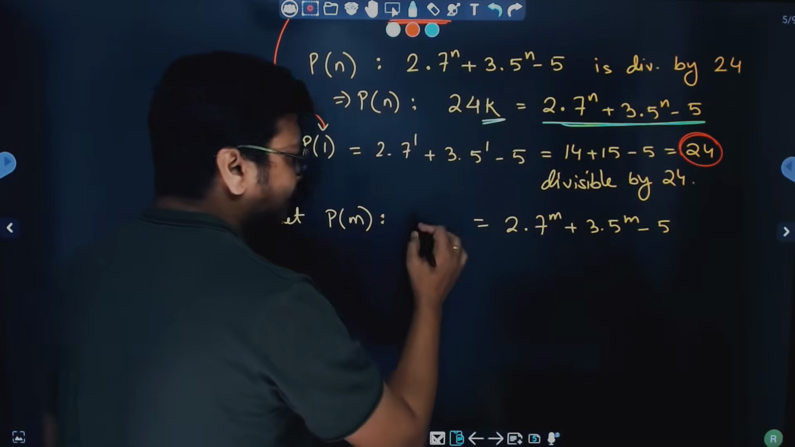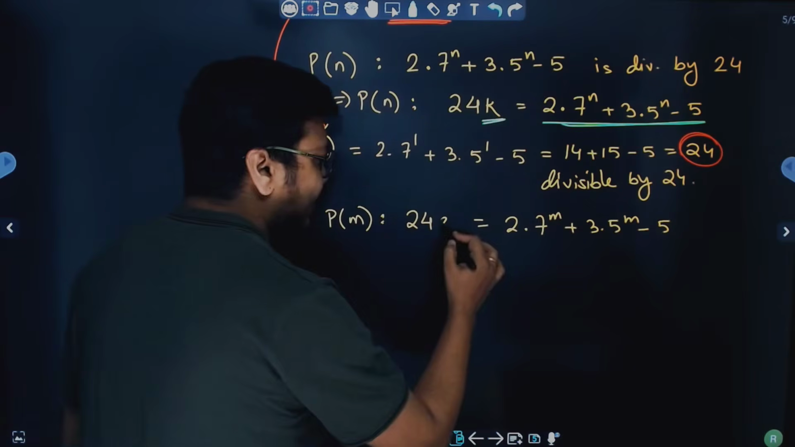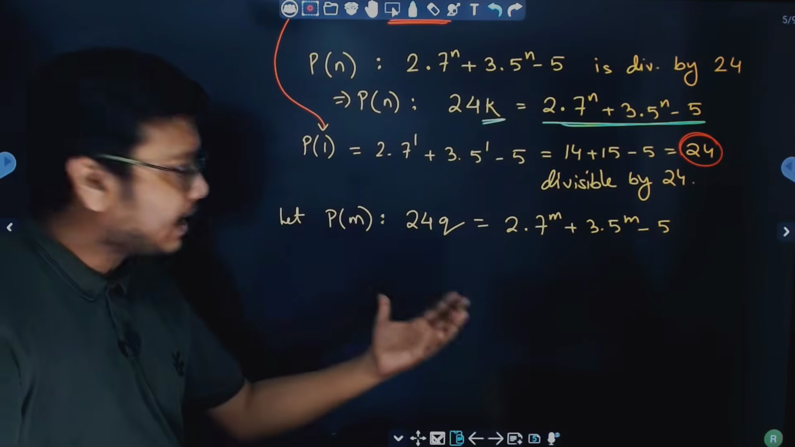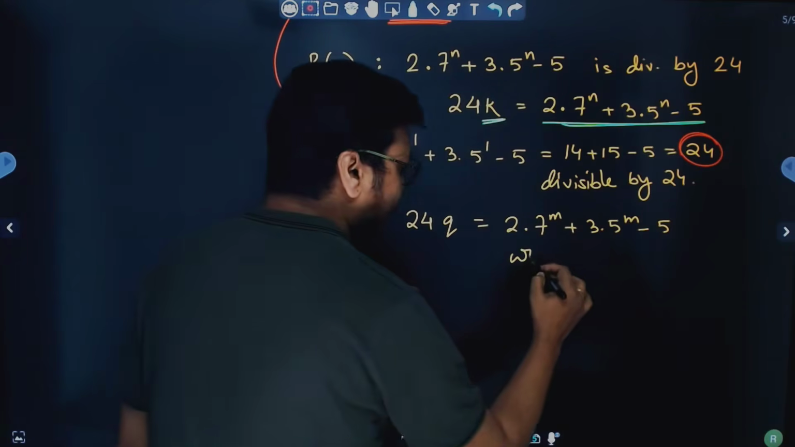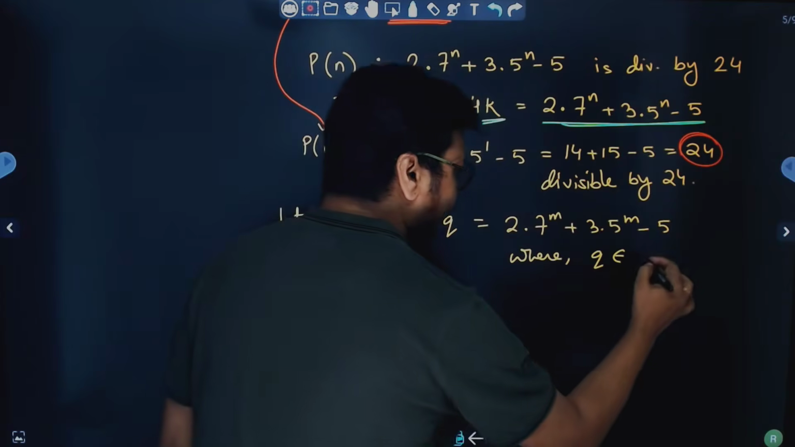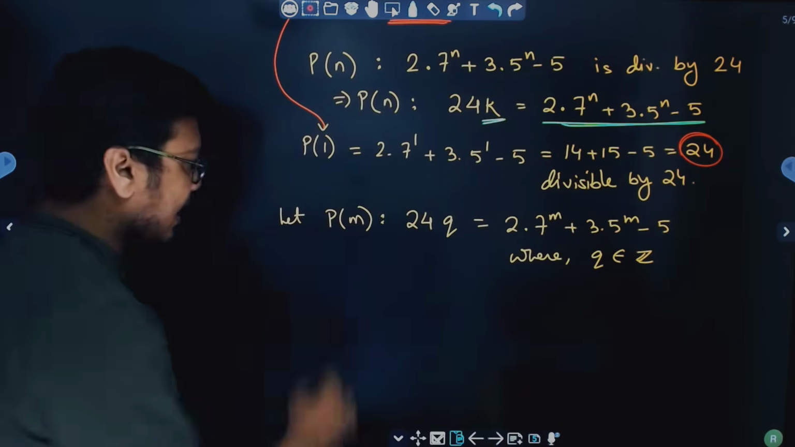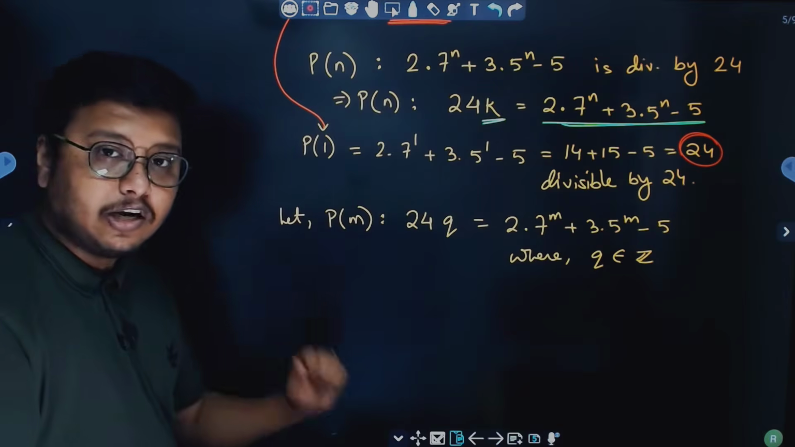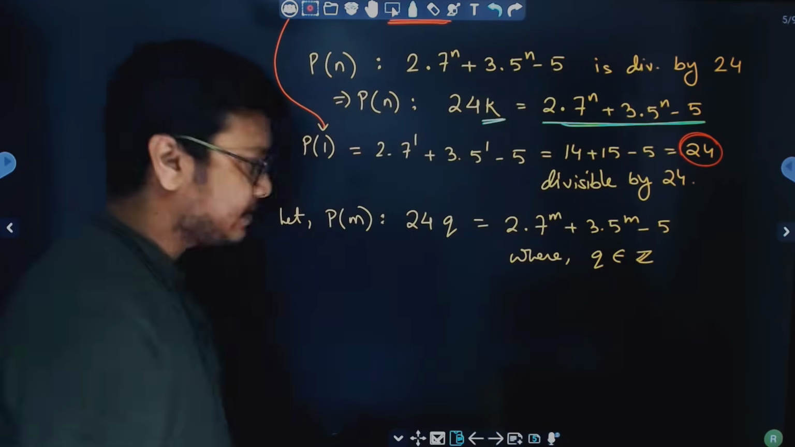So we will not keep it the same alphabet. Let's change it over to, let's say, q, where q must be some integer. This is something that I have taken under assumption. Now I'm going to try to prove the m plus 1th statement with the help of this statement.